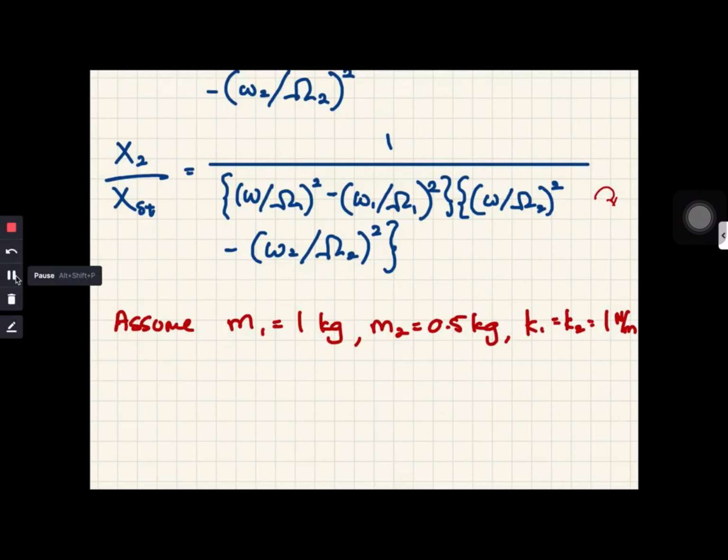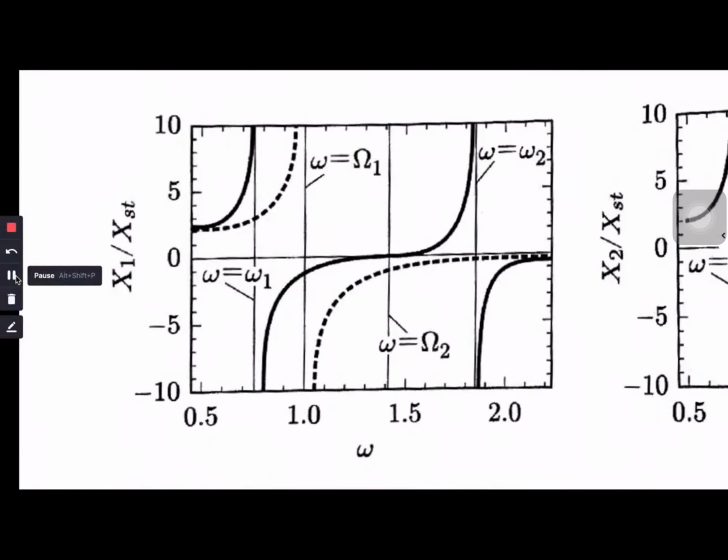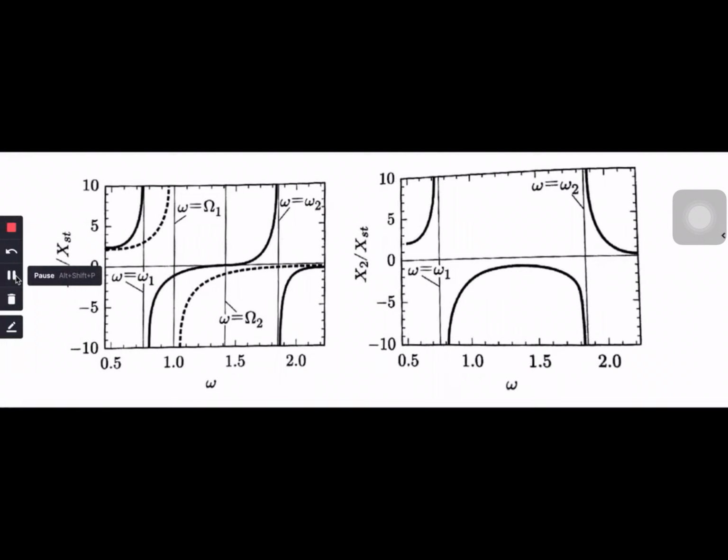Okay, so if you look here, I have this graph over here. So here is the relationship between X1 over Xst and X2 over Xst. So remember, X1 is where the force input is, right? X2 is the effect of it.